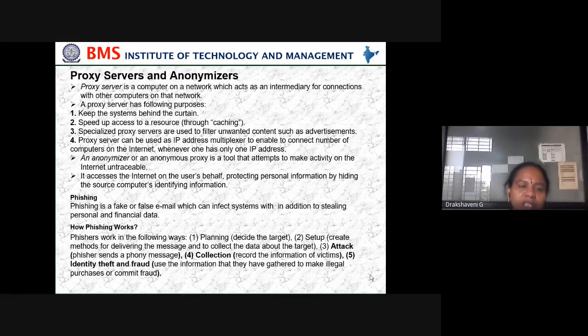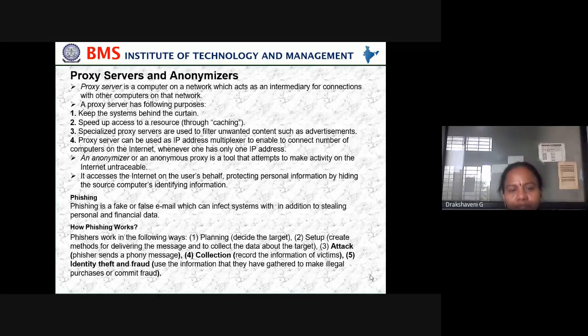How does phishing work? Phishing works in the following ways. First one, plan. The first stage of phishing is planning. Decide the target. Who is the target? Which is the target system where I have to attack? So that's what planning is.